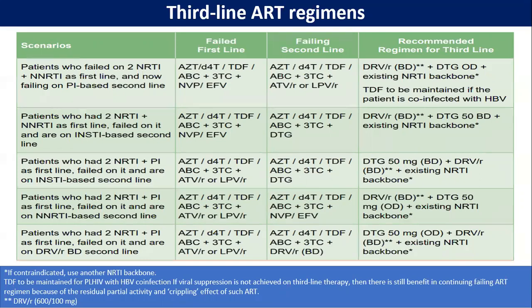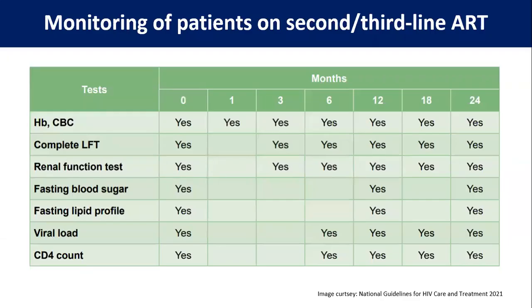Okay. Then the monitoring. Once we put a patient on second line or third line ART, the different monitoring to be done is as per this table. That is hemoglobin or CBC at the baseline, first month, third month, 6 months, 12 months, 18 months, then 24, and then that is every 6 months.